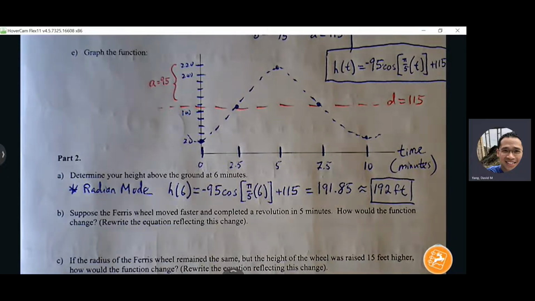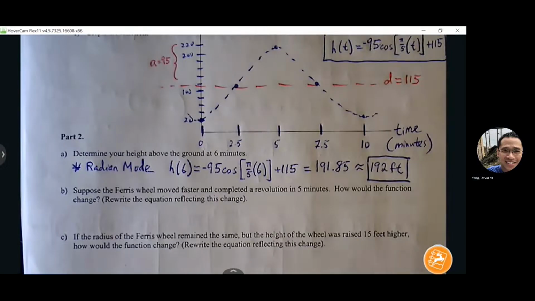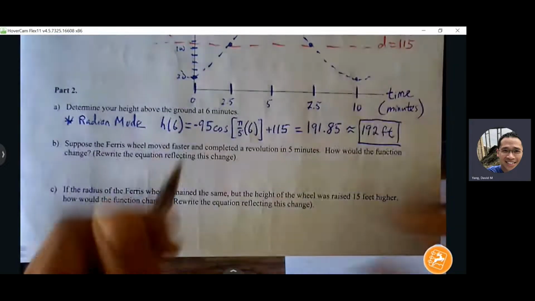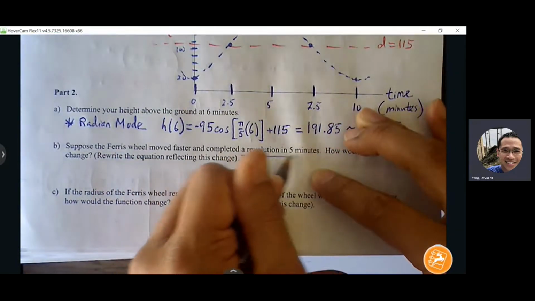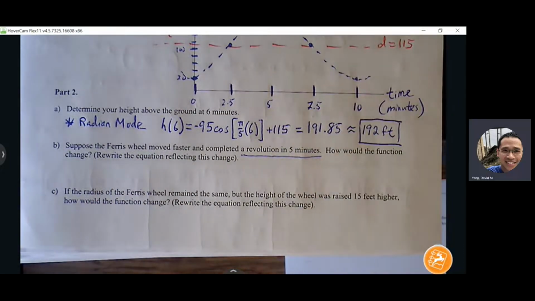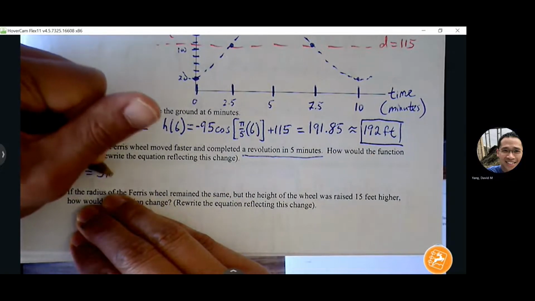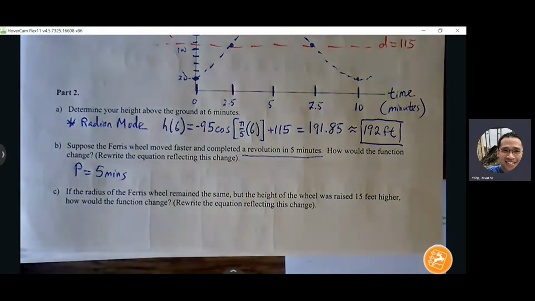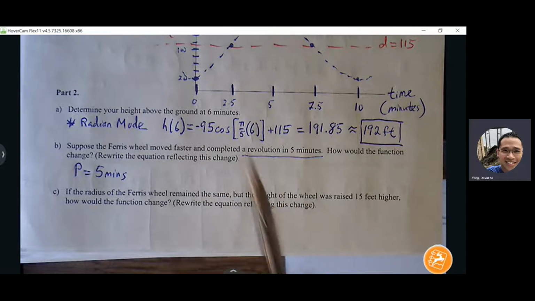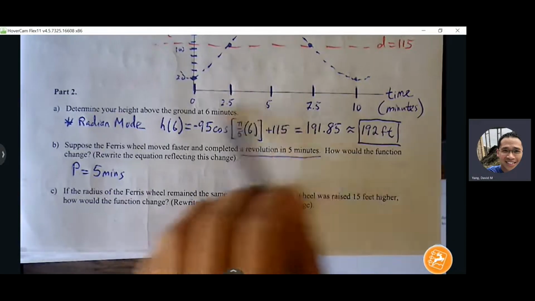Okay, part B. Suppose the Ferris wheel moved faster and completed a revolution in 5 minutes. How would the function change? So if I complete a full revolution in 5 minutes, what does that mean? My period is, instead of 10 minutes, 5 minutes. Okay, so my period is 5 minutes. So that means it's going to produce a different b value. If I have a different b value, I just need to find that b value and I can update my equation.